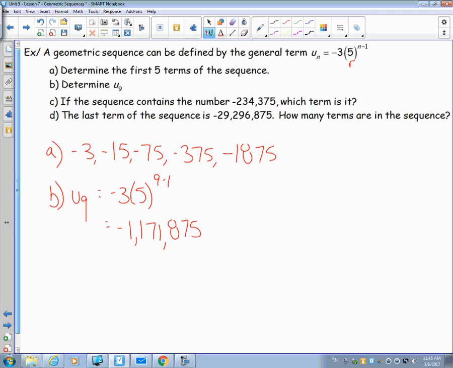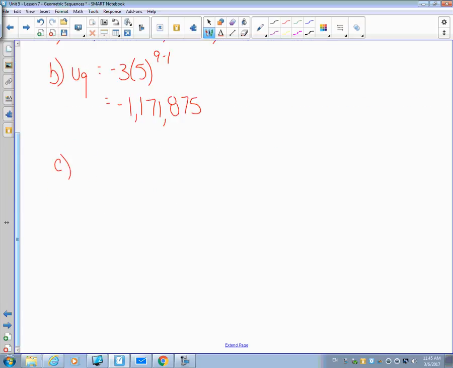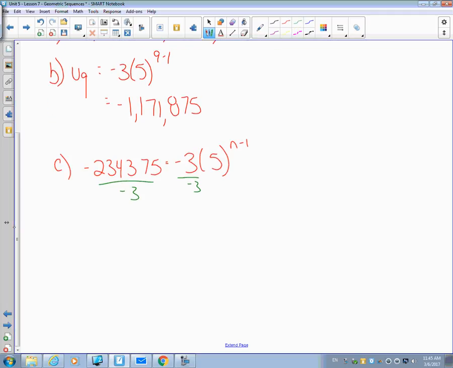The sequence contains the number -234,375. -234,375 is a number in our sequence. I want to know what term number it is. So I'm going to set it equal to my equation. Here's where we're going to use that guess and check strategy again. To do it, I first have to get rid of that -3. I need to have one base on each side. So if we divide this, we end up with 78,125 equals 5 to the n minus 1.